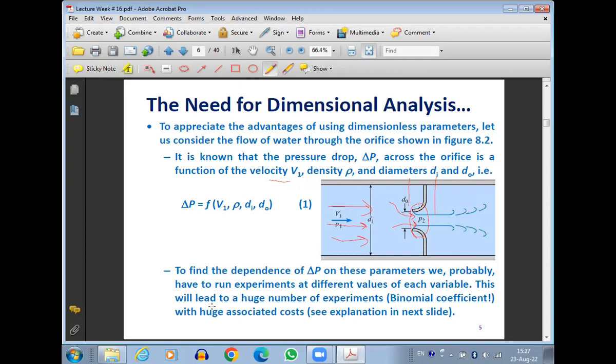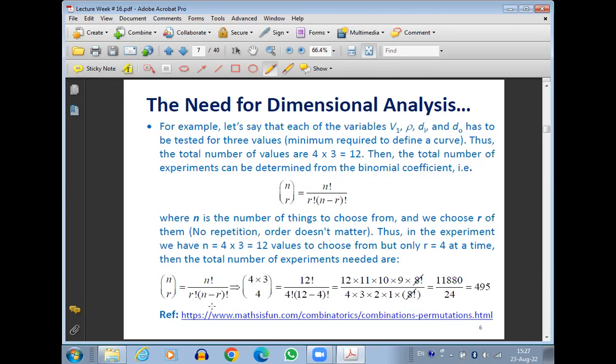Basically, the binomial coefficient can predict how many experiments are needed to judge the dependence of delta P on those variables. For example, let's say that each of the variables, velocity, density, diameters, has to be tested for 3 values, the minimum required to define a curve. If you want to define a curve, you need at least 3 values. Two points make a line.